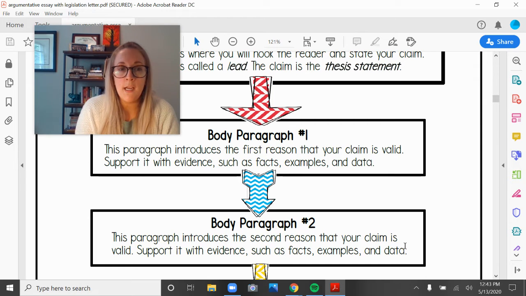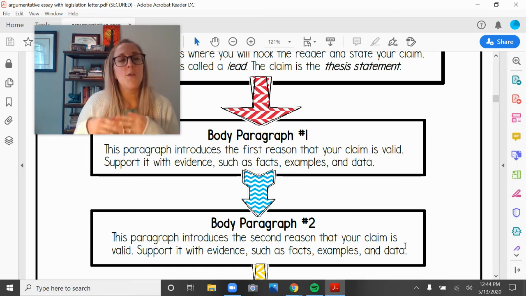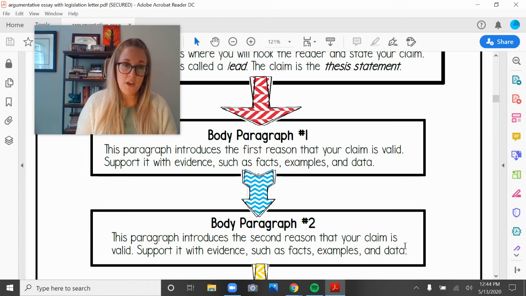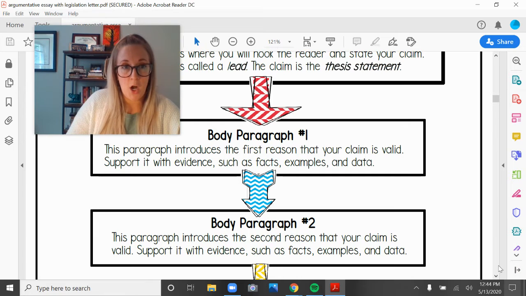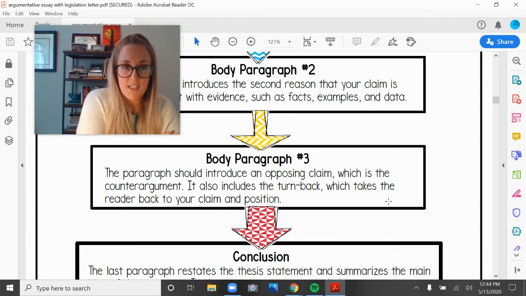Now, remember, we're writing an argumentative essay, not a persuasive essay. And so argumentative essays are supported by facts. Persuasive essays, they're supported by feelings and opinions, but you need to find on the internet some facts to put in these 2 paragraphs. Body paragraph 3 is where it gets a little bit different.